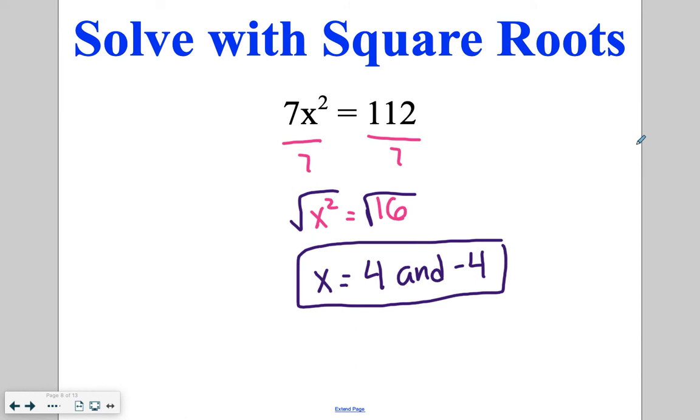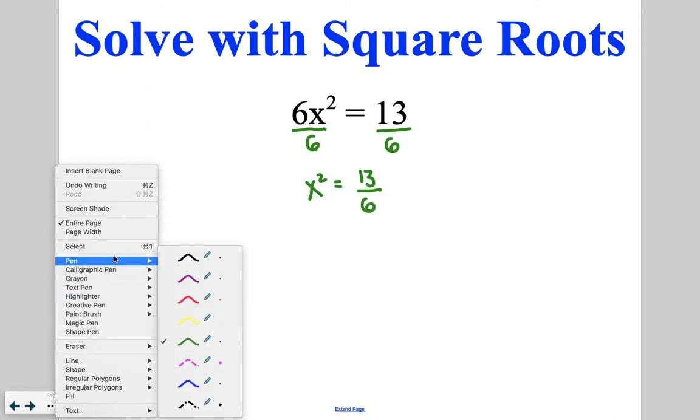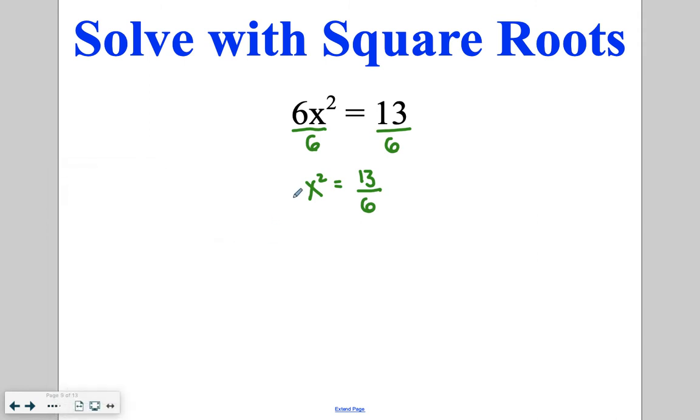Divide both sides by 7, take the square root, and you get positive 4 and negative 4. Another thing that you might encounter is when you divide both sides to isolate that variable, you get x squared is equal to 13 divided by 6. You can't divide that evenly, so we're going to leave that as a fraction. Then you're going to have to take the square root of both sides.